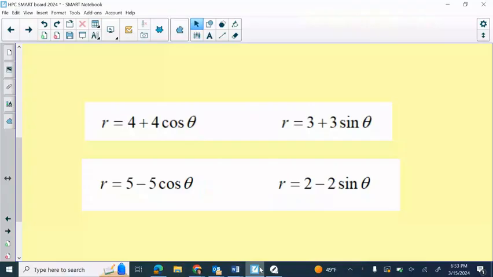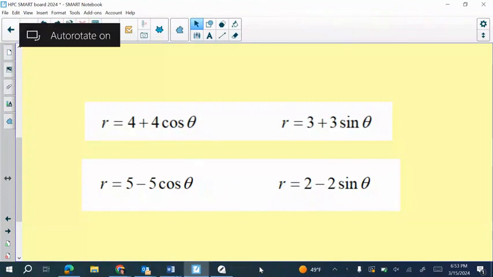Okay, so the goal of this video is to look at graphing cardioids and then also look at graphing what happens if your cardioid changes slightly and becomes like a limacon. And limacons either have roots or don't have roots. So what I have right now are four equations of cardioids.